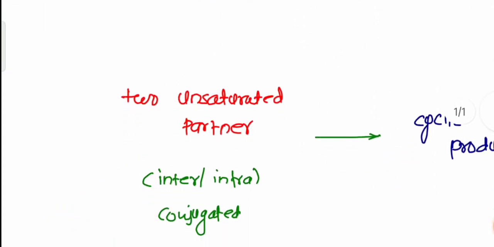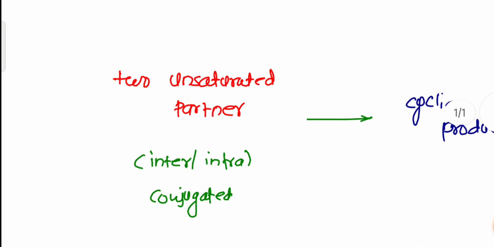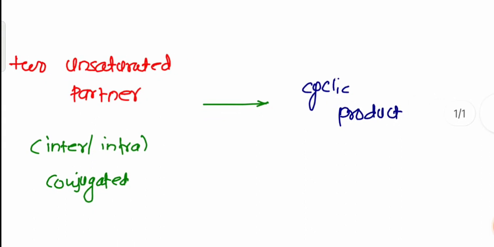Now you know, what is the cycloaddition reaction? Cycloaddition reactions are those reactions where two unsaturated partners, maybe inter- or intramolecular, are combined together and form a cyclic product. So this reaction is called a cycloaddition reaction. The requirement is that your substrate should be conjugated, your double bond.